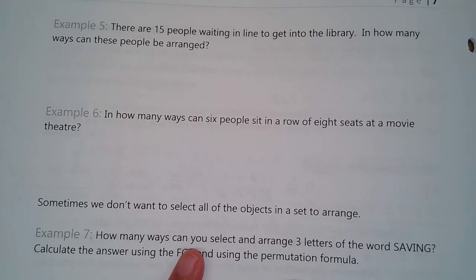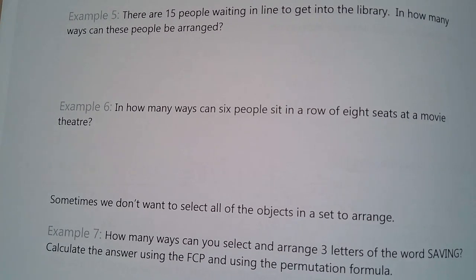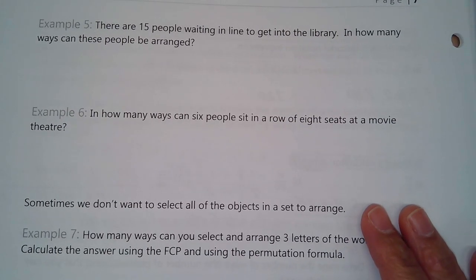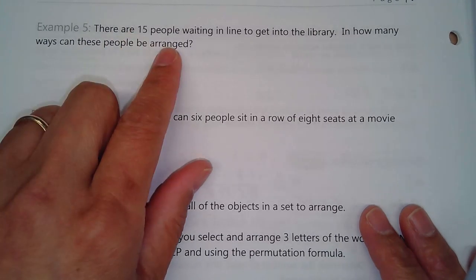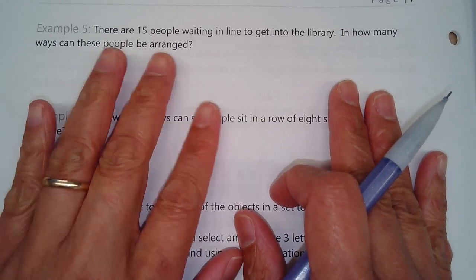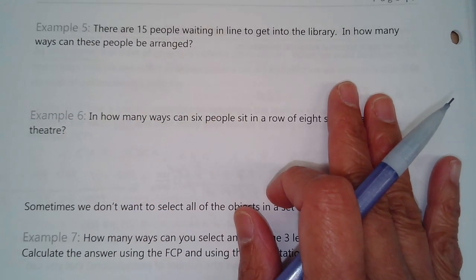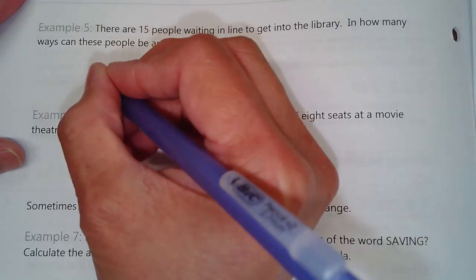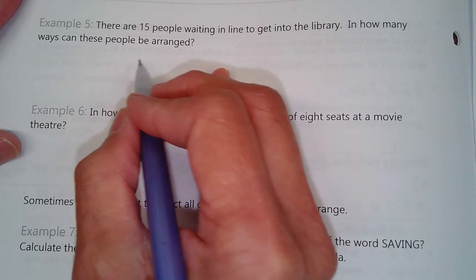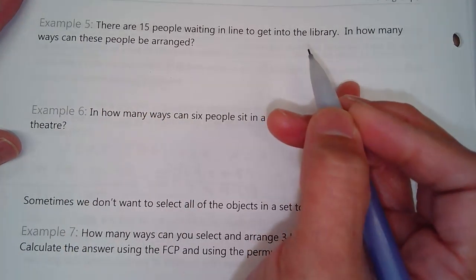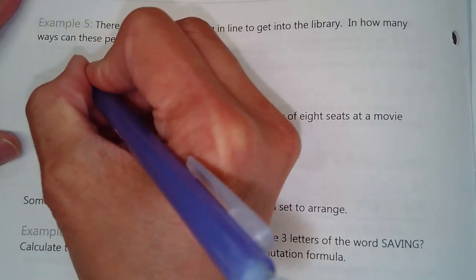Yeah, we will get to that one. Yeah, that's right. We're going to see that right away. That's a good question. So there are 15 people waiting in line to get to the library. How many ways can these people be arranged? So how can we do that? I'm not going to go 15 times 14 times and so on. The fundamental counting principle works, but probably not going to use that here.